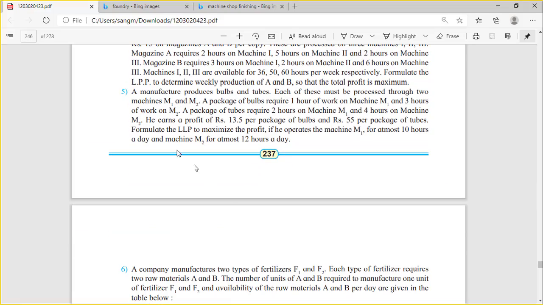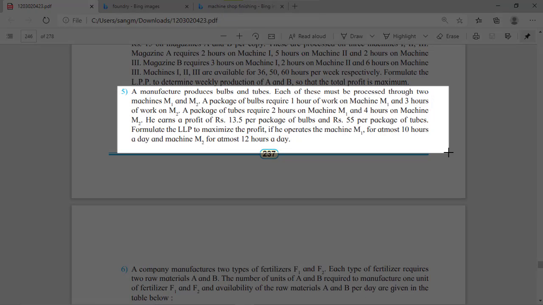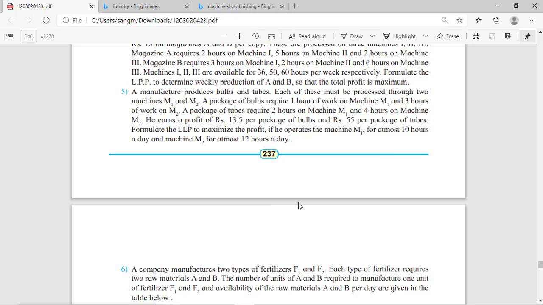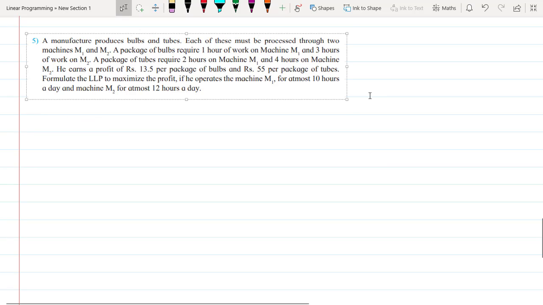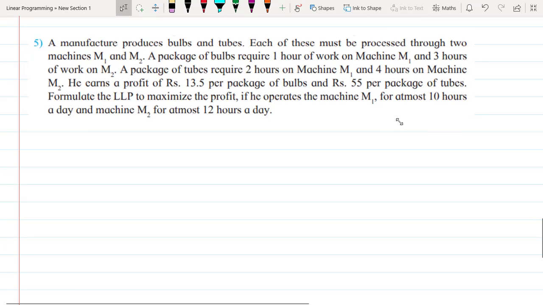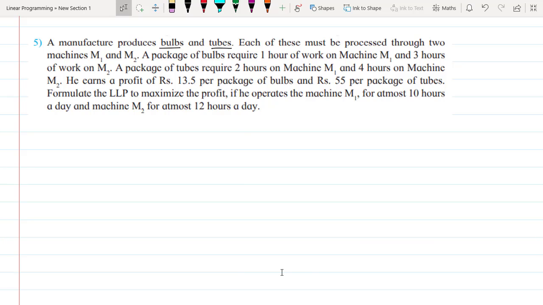So it says that a manufacturer produces bulbs and tubes. Okay, so what is it saying? Bulbs and tubes, so what do we have to do then? Formulate the LPP. Okay, so formulate the LPP. A manufacturer produces bulb and tube. Okay, so let's highlight the points. Bulb and tube. Each of these must be produced through machines 1 and machine 2.